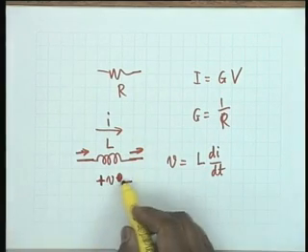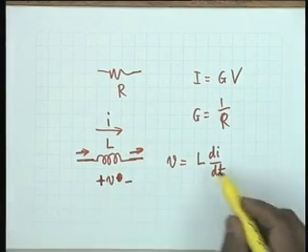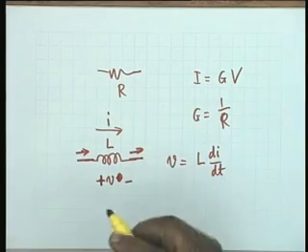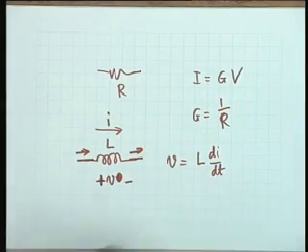Okay, and this is the polarity of the voltage, and V is equal to L di/dt. This is Lenz's law, and this is what determines the terminal relationship for an inductor. And you naturally see, yes.